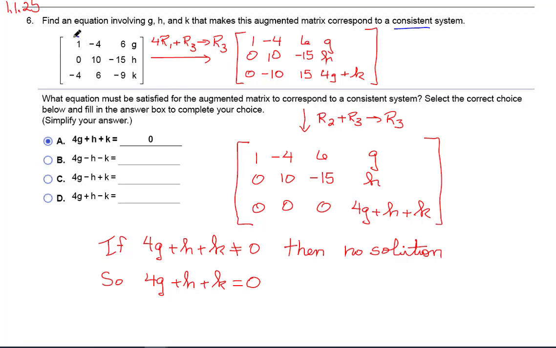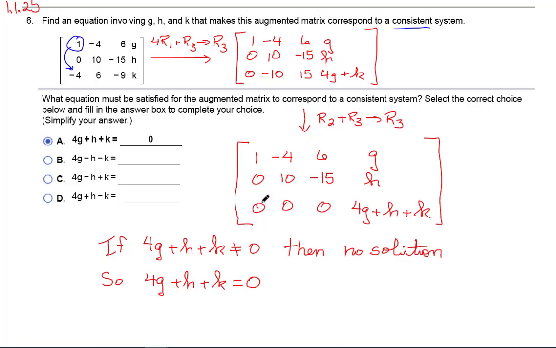So I started off like normal using this 1 to make a 0. So 4 times row 1 plus row 3 to make a new row 3. So I've got a 1, a 0, a 0. Alright, so I'm starting to see how g, h, and k are all intertwined. Now I'm also noticing something about row 2 and row 3, so I'm going to add those two together to give me a new row 3. So I simply add these together.